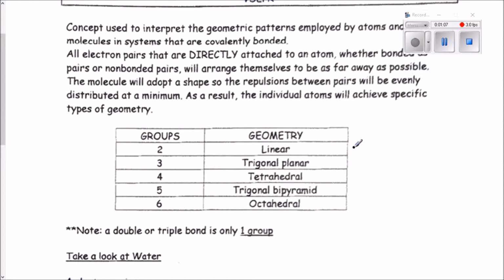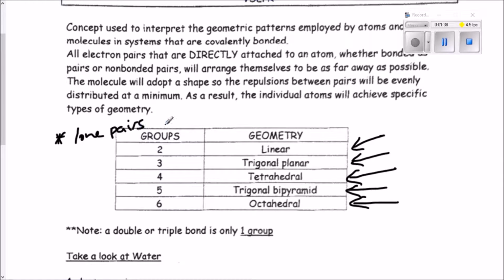Now, there's a couple of different major families of three-dimensional shapes that you need to know, and these are them right there. There are 5 of them: the linear shape, the trigonal planar shape, the tetrahedral shape, the trigonal bipyramidal shape, and the octahedral shape. Linear has 2 groups around it, trigonal planar has 3 groups, tetrahedral has 4, trigonal bipyramidal has 5, and octahedral has 6. The groups can either be lone pairs or bonded atoms, so lone pairs or atoms.